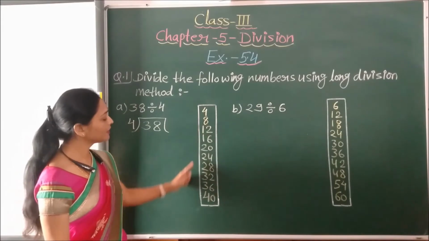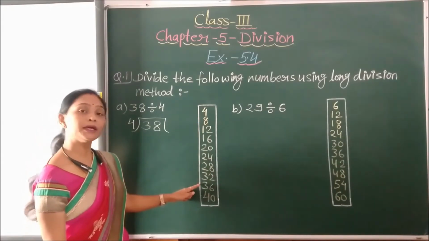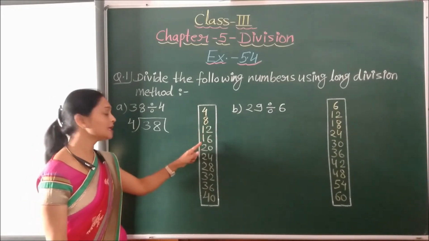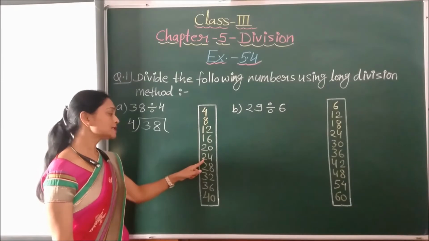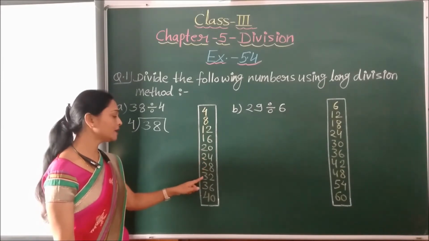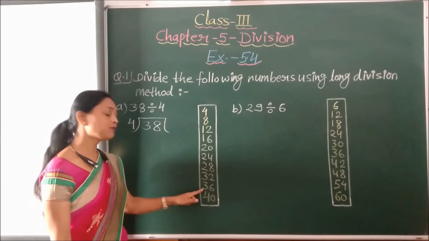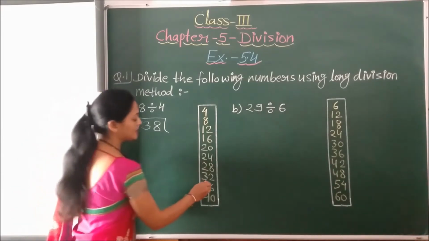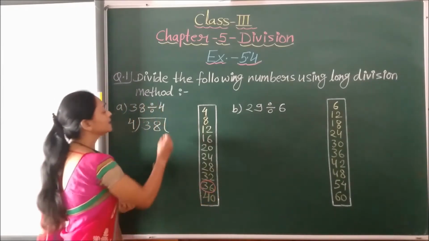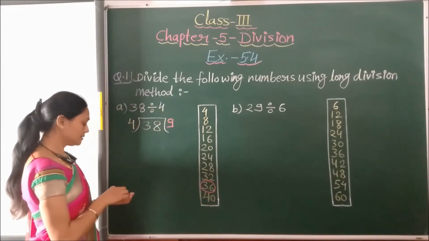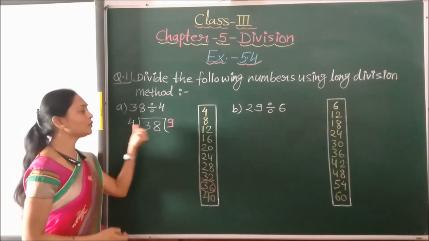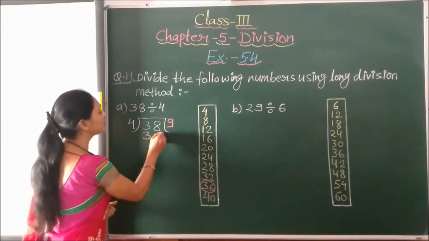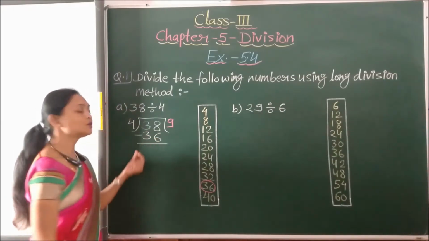So see, here if we are reading this table of 4, 4 1s are 4, 4 2s are 8, 4 3s are 12, 4 4s are 16, 4 5s are 20, 4 6s are 24, 4 7s are 28, 4 8s are 32 and 4 9s are 36. So how many times can we read? We can read it 9 times. So here we will write 9, and down, when we are reading this table of 4 nine times, which number are we getting? We are getting 36, means down we have to write here 36, and we have to subtract.